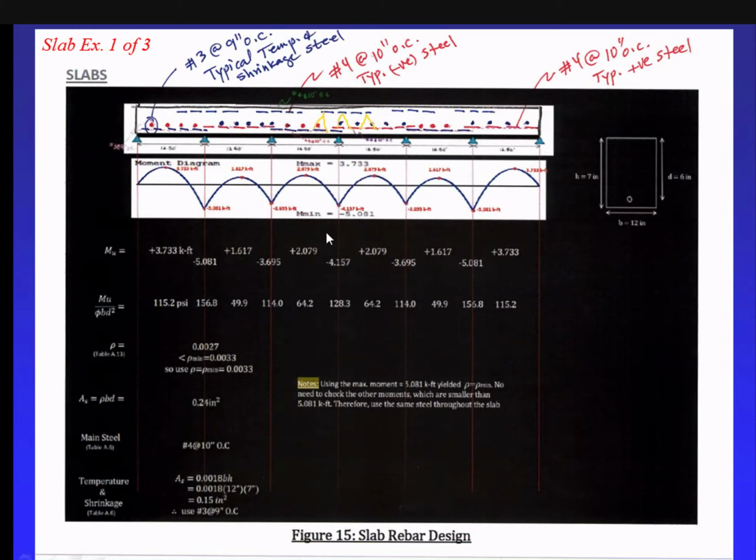So if you do this, you're done. You're done with the slab, put it aside, and that's it. All right. Any questions, guys? Any questions? All right.